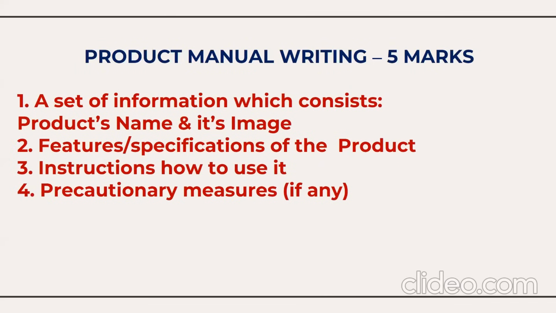Now, product manual writing. Many students have confusion about what this product manual is. It is something like a manual on how to use a particular device, a particular machine. When we write the product manual, what do we mention here? We write the product's name, we draw the image of the product, we write the specifications of the features of the product, we also mention the instructions on how to use it, and if necessary we also mention the precautionary measures. There are some products, very electrical products, where it should be kept away from children, it should not be used with wet hands, etc.